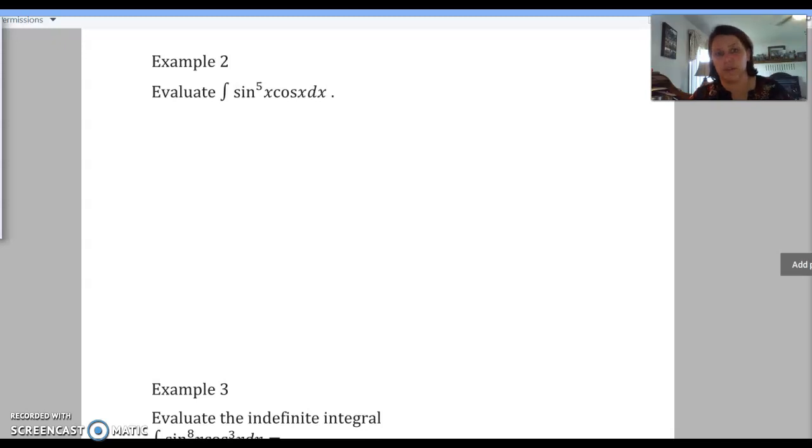Okay, for example number 2, we have an odd sine function, and an odd cosine function. That cosine is kind of off all by itself, so I want to see if there's a way that I can make this cosine x dx be my du.